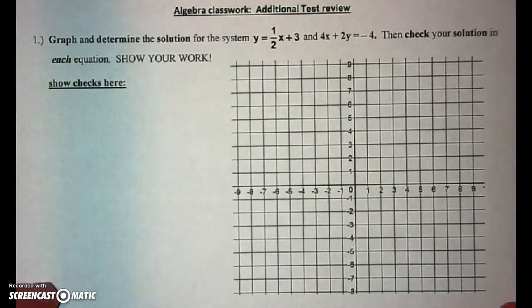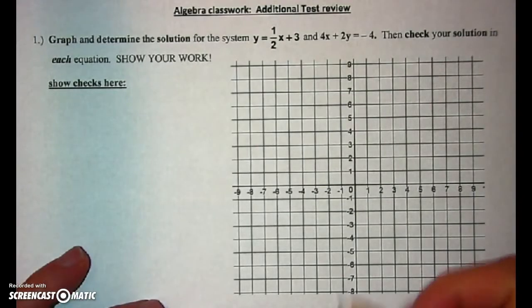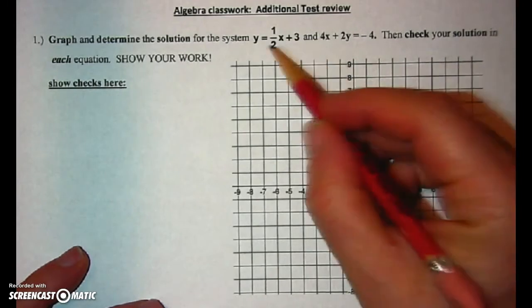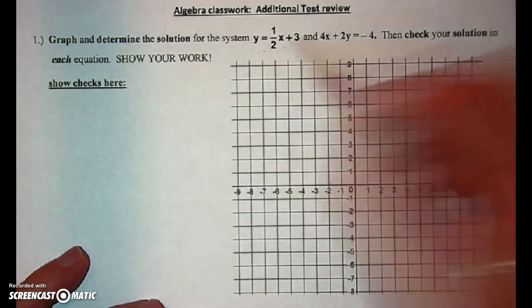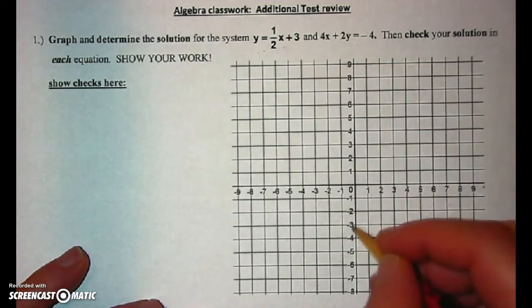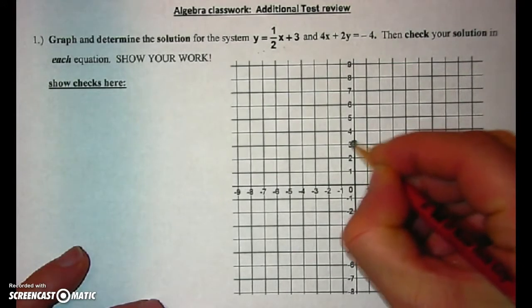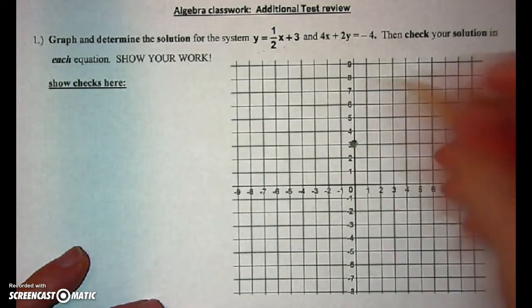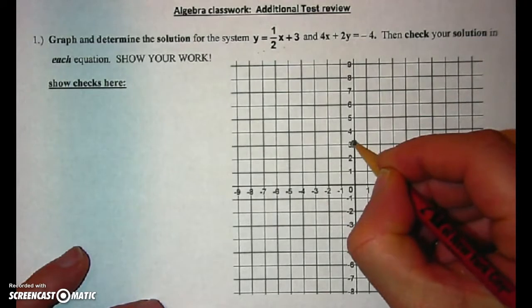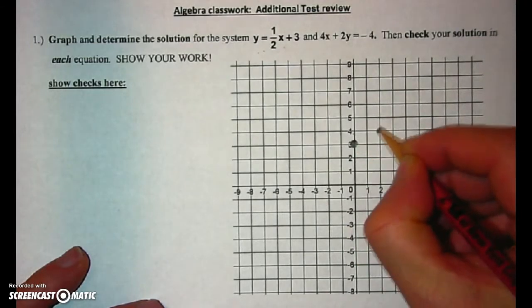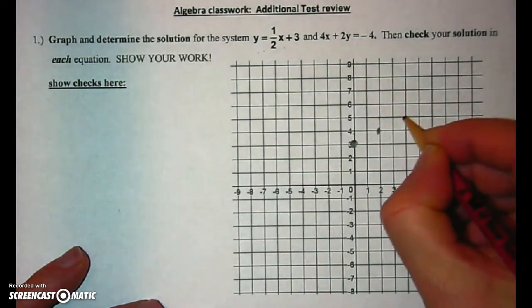So we're going to look at our additional test review that you did in class. So let's go over it. Our first equation is in slope-intercept form already, and we know our y-intercept there is at 3, and the slope is telling us to go up 1 over 2. That's what a half is. Up 1 over 2, up 1 over 2.